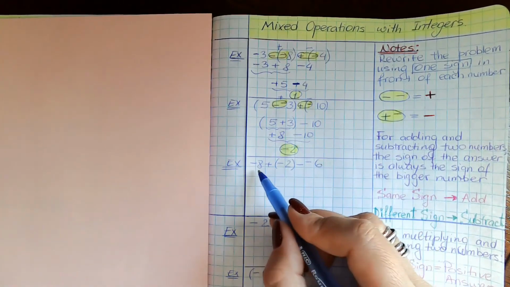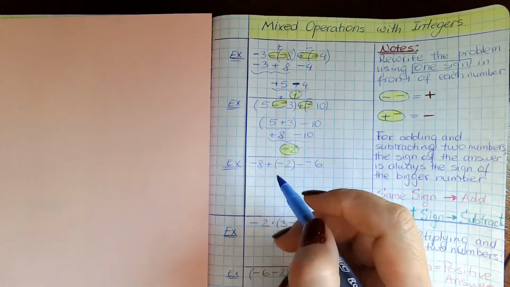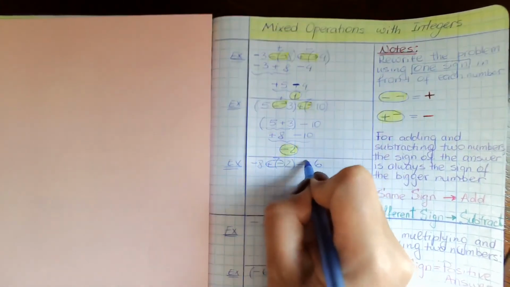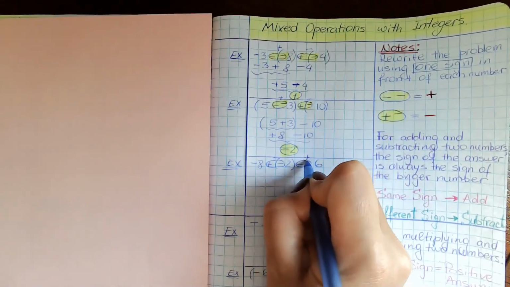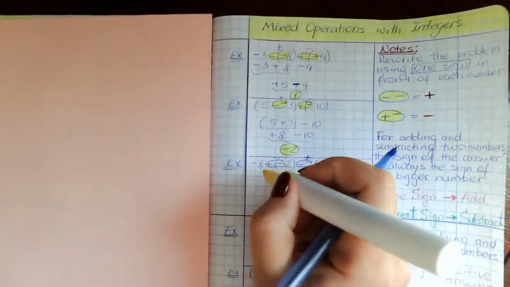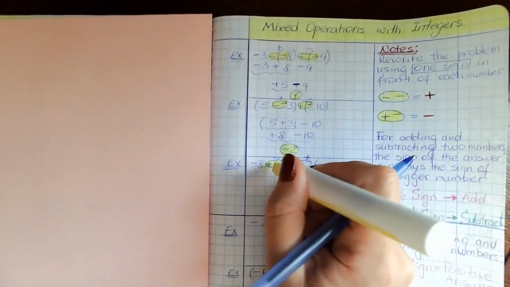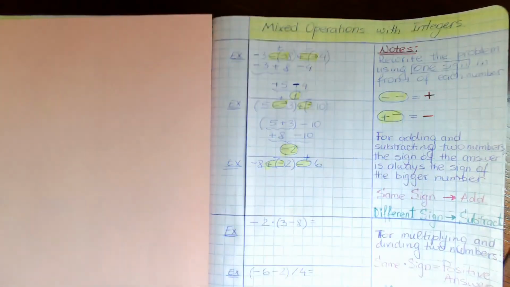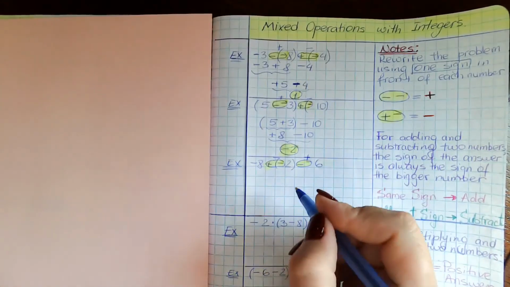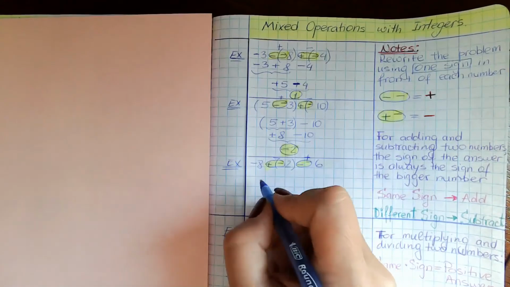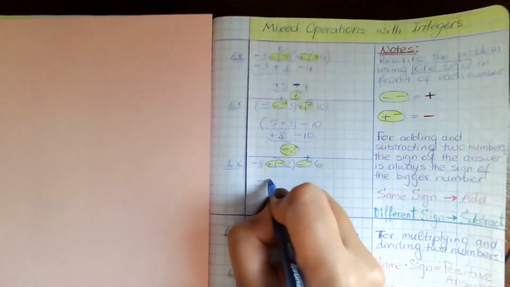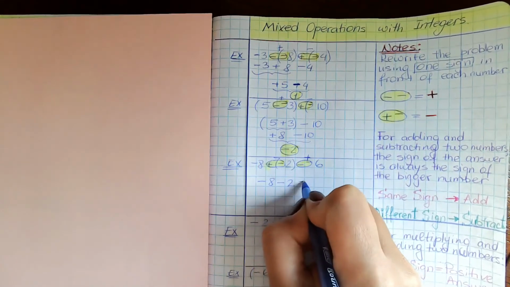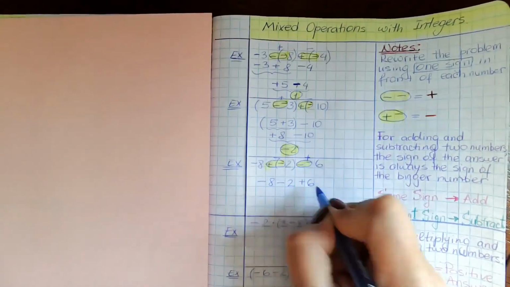Next example, negative 8 plus negative 2. Well, let's replace that with a minus. Minus minus 6, let's replace that with a plus. Double sign of different kind is a minus. Double sign of the same kind is a plus. Simplifying this expression, negative 8 minus 2 plus 6.